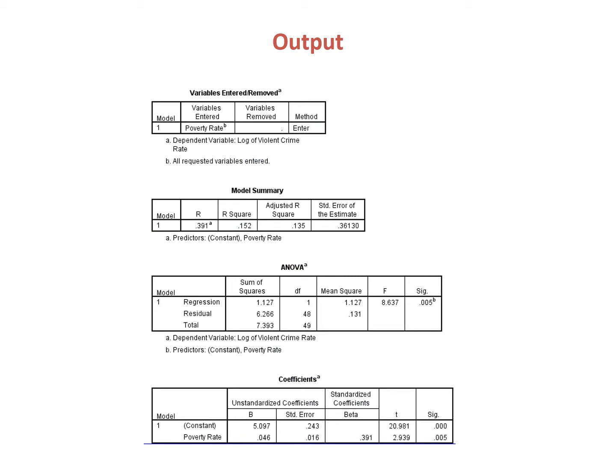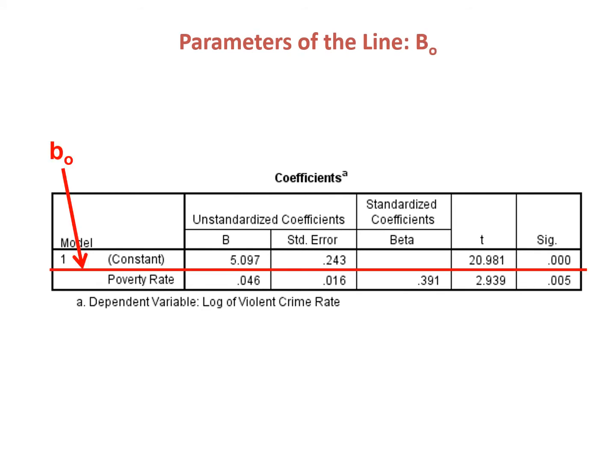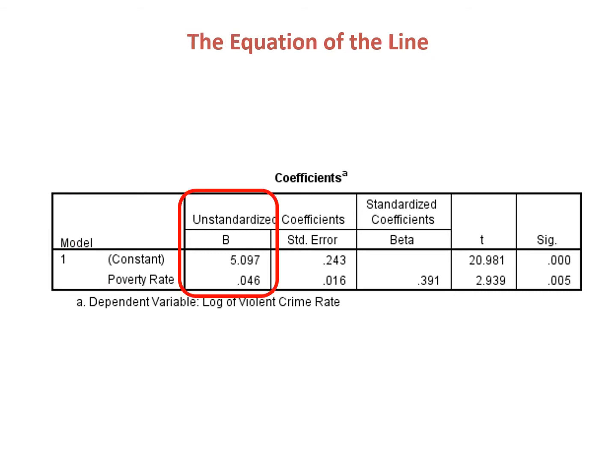Here is the output. We get 4 tables. The parameters of the line are found in the 4th table labeled Coefficients. The first line, labeled Constant, is the value for beta naught, the y-intercept. The second line is beta subscript 1, the value for our independent variable, poverty rate. This line is most important because it contains the information we want about the relationship between the poverty rate and the violent crime rate. The first column of numbers contains the betas for the equation. It is appropriately labeled with the capital letter B.